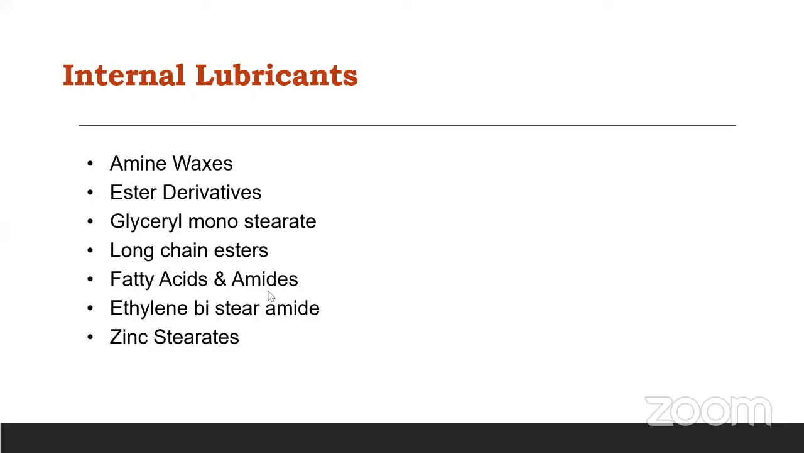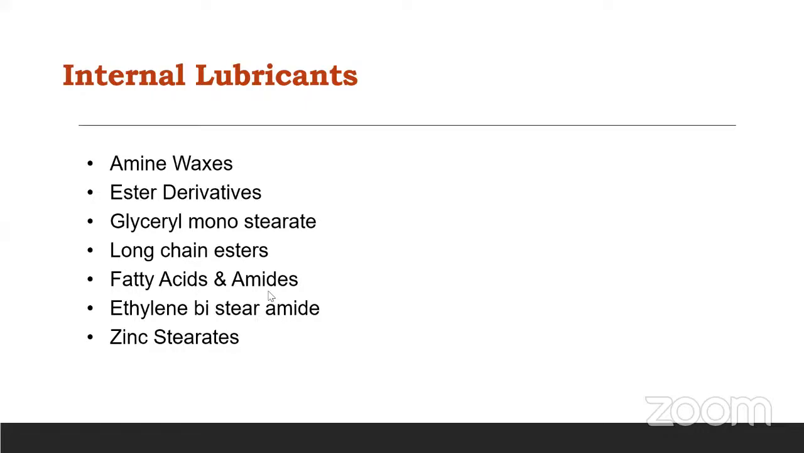This kind of interaction induces the flow properties of your polymeric system. So the first one is nylon, and the third from last is nylon. In between it is polyester. Then what is glycerol monostearate? Glyceryl monostearate can be used in PVC systems. Long chain esters and zinc stearates.